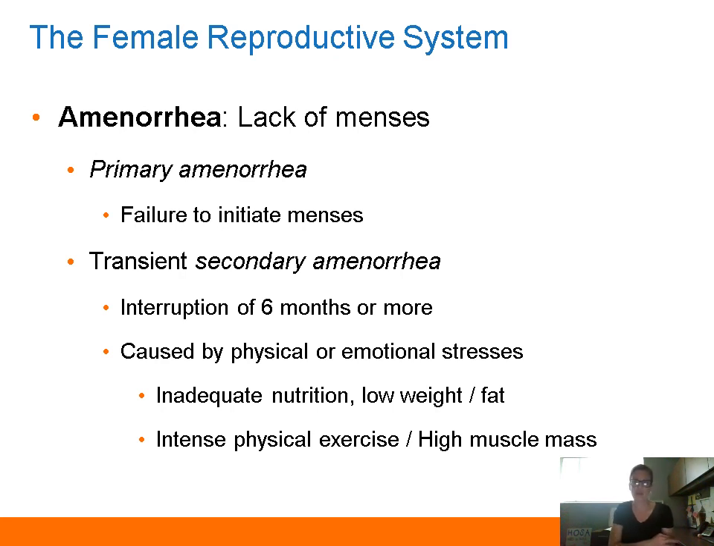So if there's a complete lack of adipose tissue, a complete lack of fat tissue, that can lead to a decrease in estrogen, and that decrease in estrogen can interrupt menses. It can interrupt that normal cycle. So that's why, with anorexia, for example, we can see secondary amenorrhea.